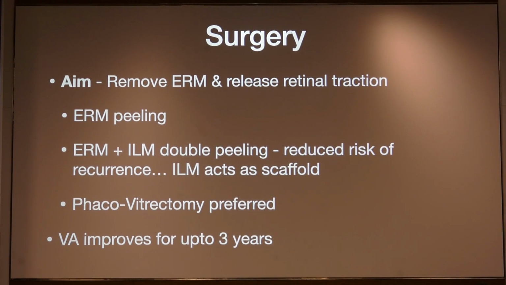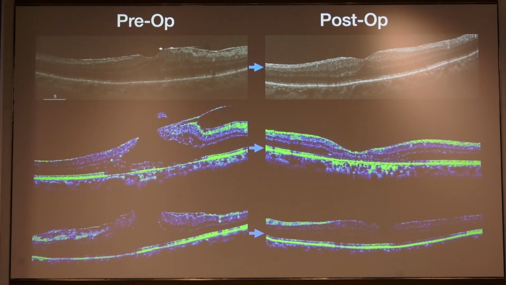Surgery, the aim is to remove the ERM and release the retinal traction. Epiretinal membrane peeling can be done. I prefer to do a double peel, which is ERM plus ILM, because it reduces the risk of recurrence. A phaco-vitrectomy is preferred if the patient has cataract as well, because it saves the patient a surgery. Visual improvement occurs up to almost 3 years. So counseling is important. These are some of the cases that have been operated.